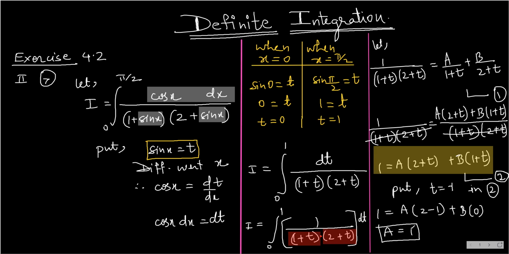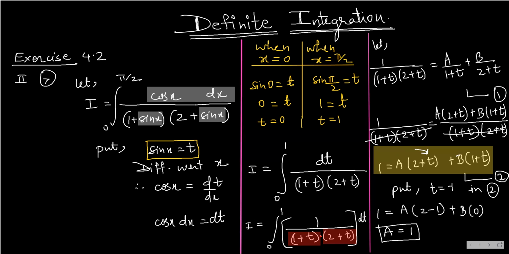I got a. Next, I try to eliminate a so that I get the value of b. For elimination of a, I will put t equals -2. If you put -2 here, then 2 plus -2 becomes 0.